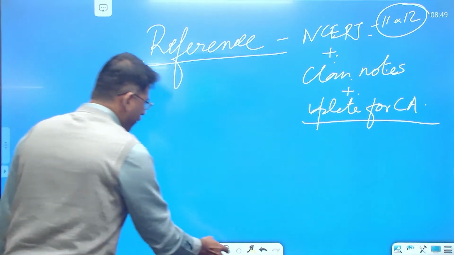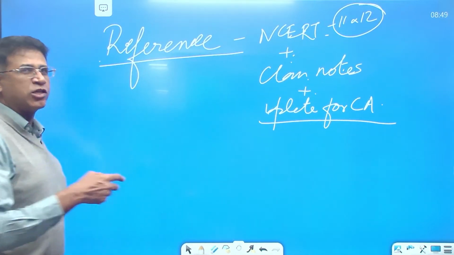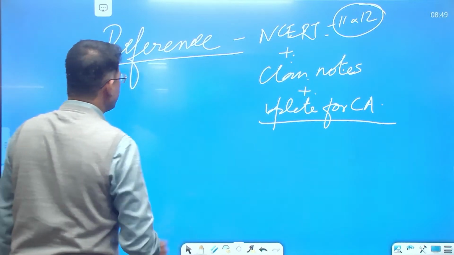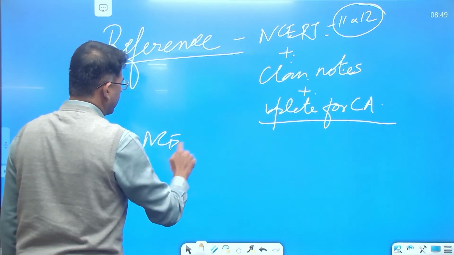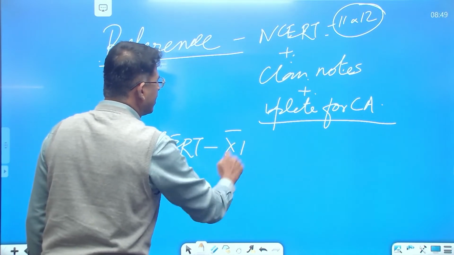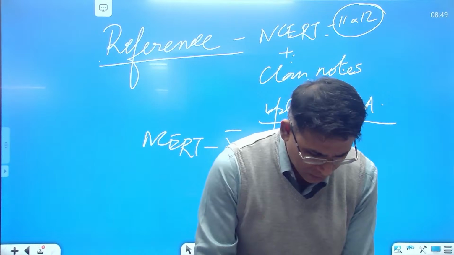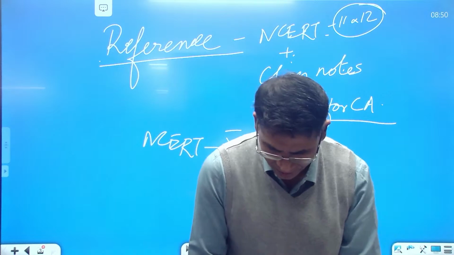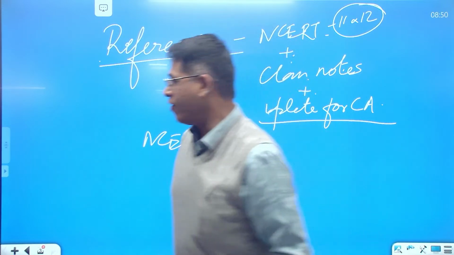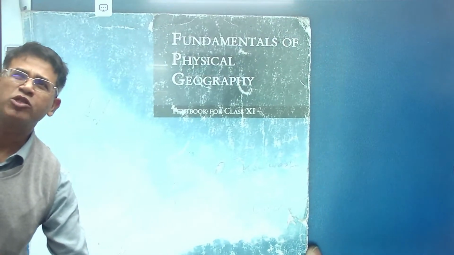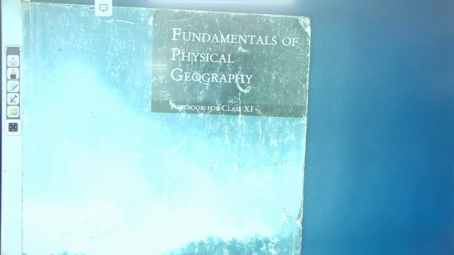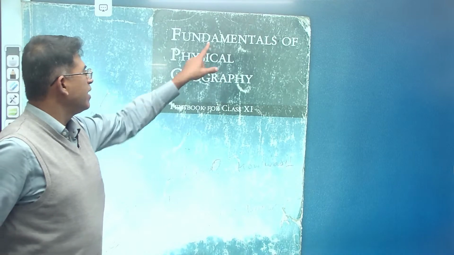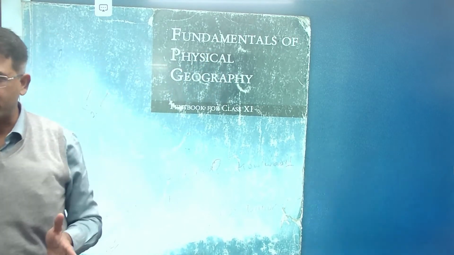And for students who were in the orientation session for the new batch, I had recommended NCERT class 11th, this book, the Fundamentals of Physical Geography. Some chapters you will read on your own. I will teach it to you ultimately. This is the class 11th textbook, and there are 16 chapters in this.